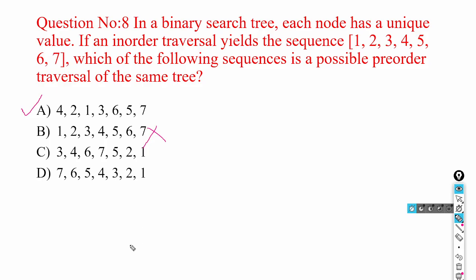So for the binary search tree, you need to remember one simple trick here. The in-order traversal of a BST, binary search tree, is always in sorted order. If the elements are in sorted order, definitely you can choose the correct answer, that is the in-order traversal.